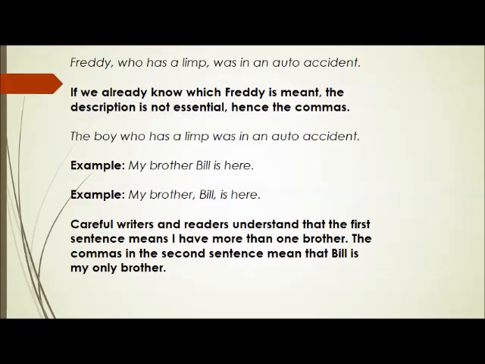Examples. If something or someone is sufficiently identified, the description that follows is not essential and should be surrounded by commas. If we already know which one is meant, the description is not essential. Let's look at more examples. Freddie, the boy who has a limb, was in an auto accident. Hence the commas. The boy who has a limb was in an auto accident. We do not know which boy is meant without further description. Therefore, no commas are used.